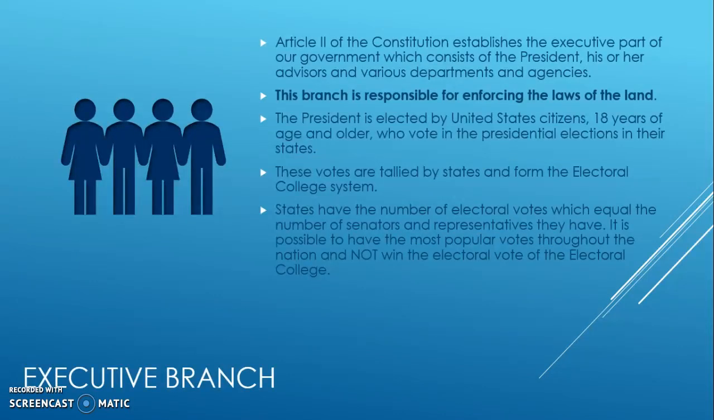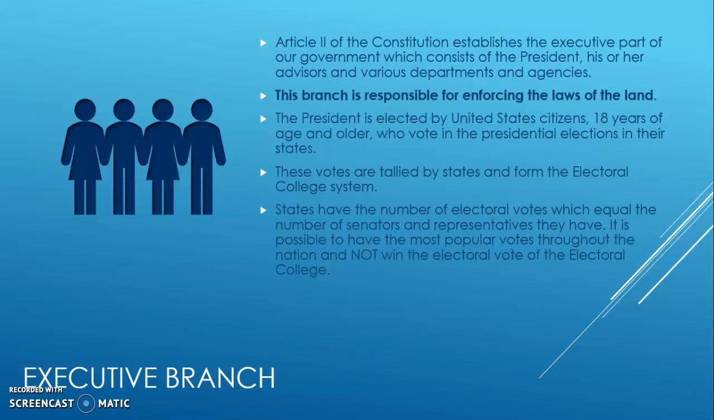Let's cover the executive branch. Article 2 of the Constitution establishes the executive part of our government, which consists of the president, his or her advisors, and various departments and agencies. This branch is responsible for enforcing the laws of the land.